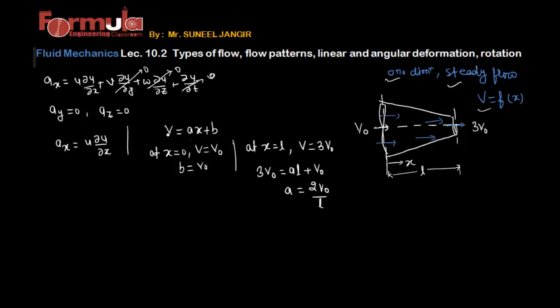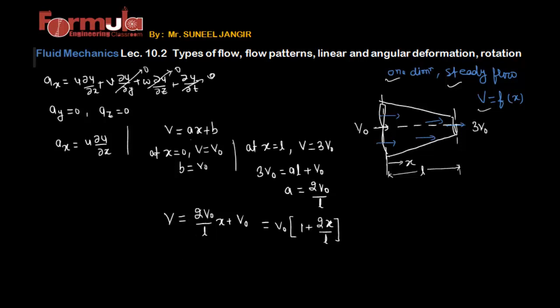So now our expression V equals AX plus B becomes V equals, the value of A is 2V naught by L into X, plus B. B is V naught, so we can rewrite this by taking V naught common: V equals V naught times (1 plus 2x by L). Okay, so this is how our velocity is varying with respect to x.